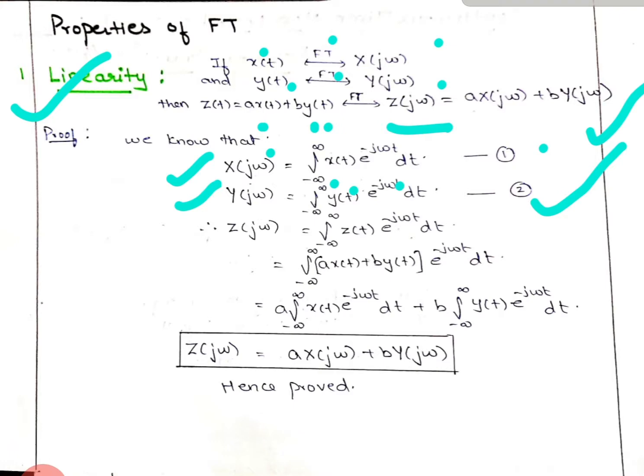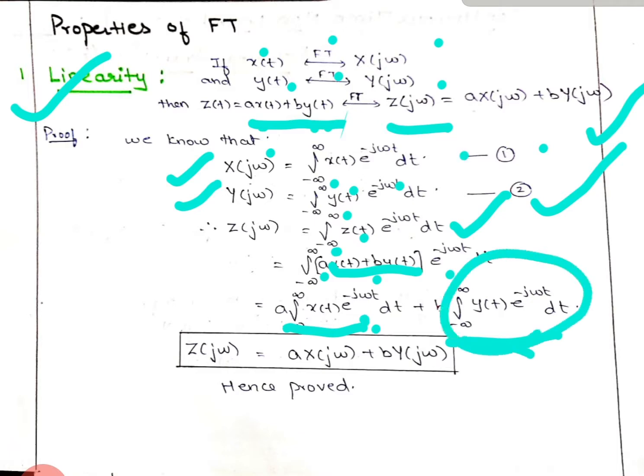Similarly, Z(jω) is the integral from −∞ to +∞ of z(t) e^(−jωt) dt. But what is z(t)? It is a x(t) + b y(t). Substituting here, multiplying the exponential term into both terms and taking the constants a and b outside, we get this equation. Now from equation 1, this is nothing but X(jω). From equation 2, this is Y(jω). Therefore Z(jω) is a X(jω) + b Y(jω). Hence the linearity property is proved.